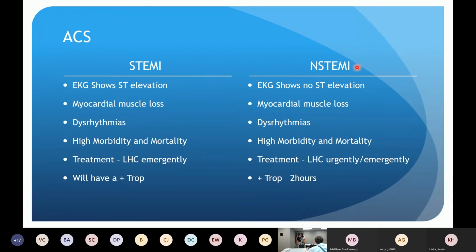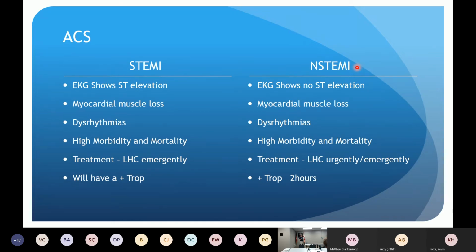The problem with these kind of injuries is they get myocardial muscle loss, they get dysrhythmias, they can get bradycardic, they get VTAC, get VFib, the high morbidity, mortality, and we treat them with a left heart cath urgently or emergently. In short words, STEMIs, NSTEMIs are bad for people. They should all get a heart cath. STEMIs need one now. NSTEMIs need one probably in the next 24 to 36 hours.